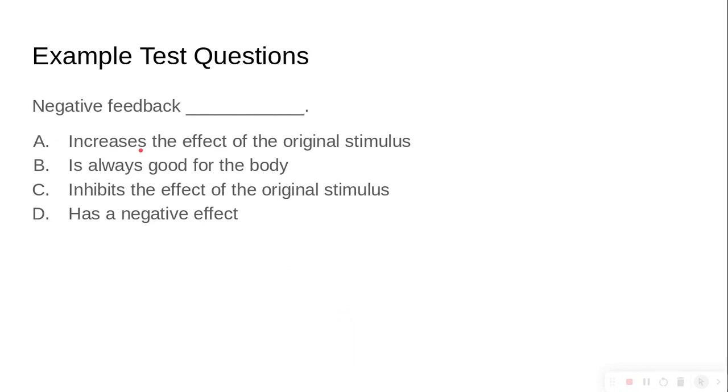So A, increases the effect of the original stimulus. So we had a stimulus. Let's say we had a decrease in something. So we're increasing the effect. So that doesn't mean we had a decrease and now an increase. That means we're increasing the effect. So the effect was to decrease it. So now we're increasing that decreasing. Sounds kind of confusing. But we had a decrease, and then we're going to have a further decrease. It's enhancing the effect. So this sounds like positive feedback. So this is not going to be our correct answer.